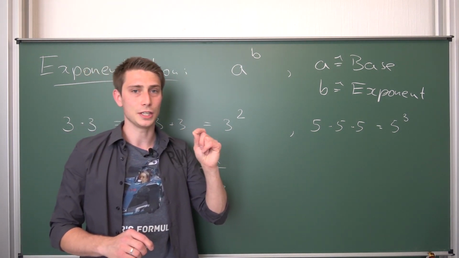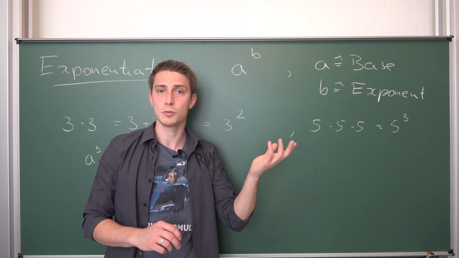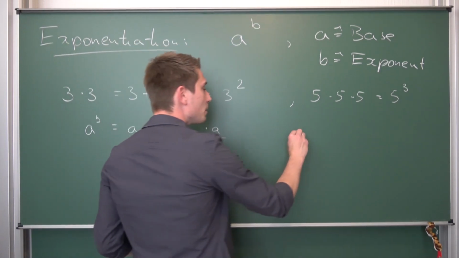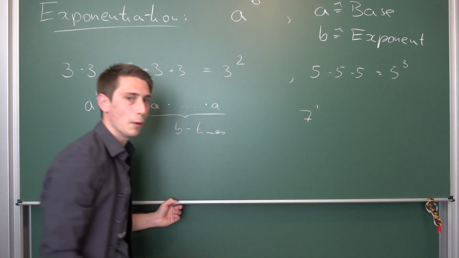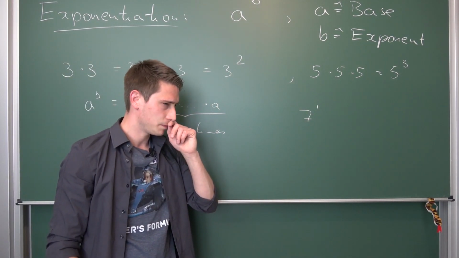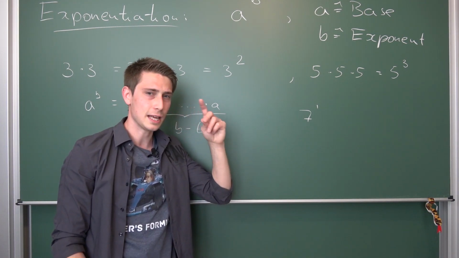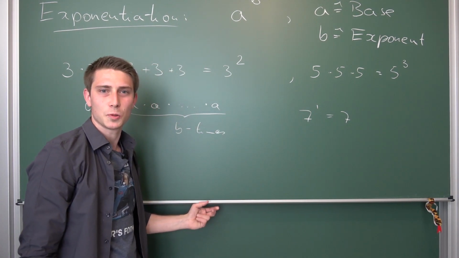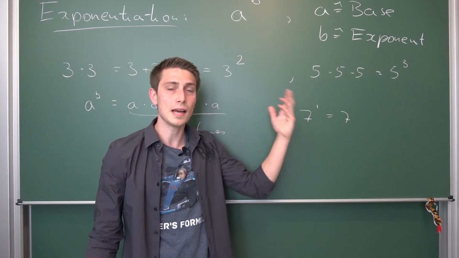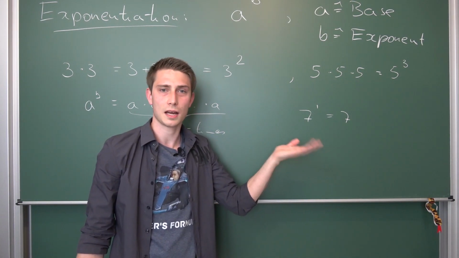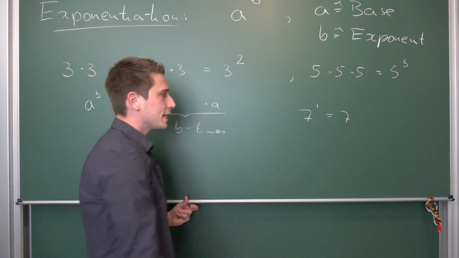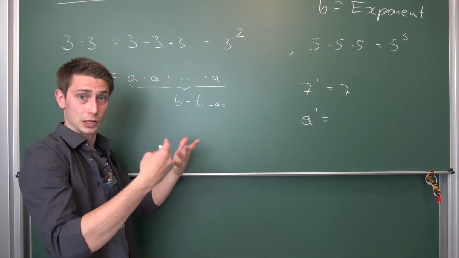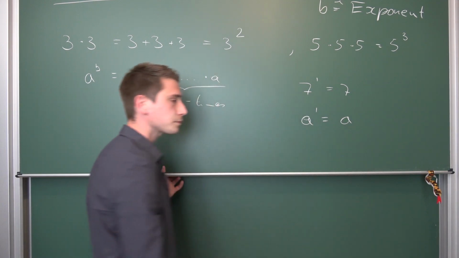But one other definition, which a lot of students struggle with, immediately follows from this natural number definition. Namely, for example, 7 to the 1st power. Let's think about the definition. This is 7 multiplied with itself 1 time. Well, this is just 7, right? 7 multiplied with itself only 1 time is just 7 in itself. So we can derive a rule here: a to the 1st power is a multiplied with itself only once, so this is just a.